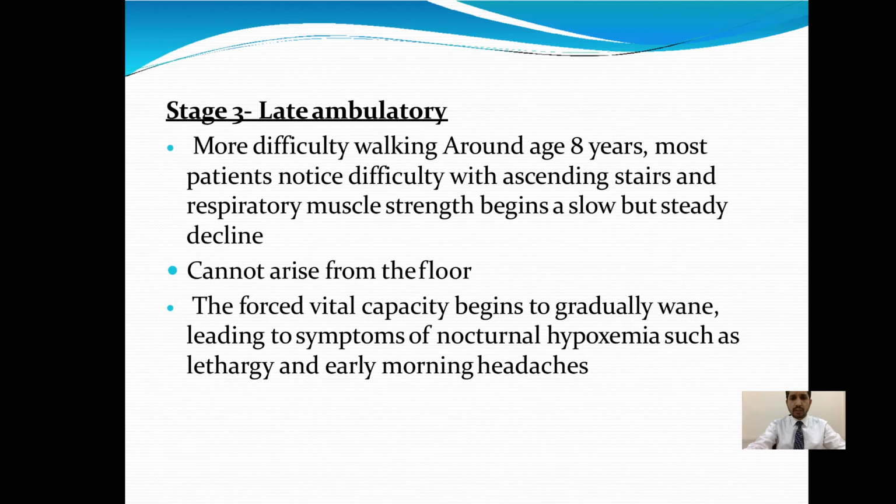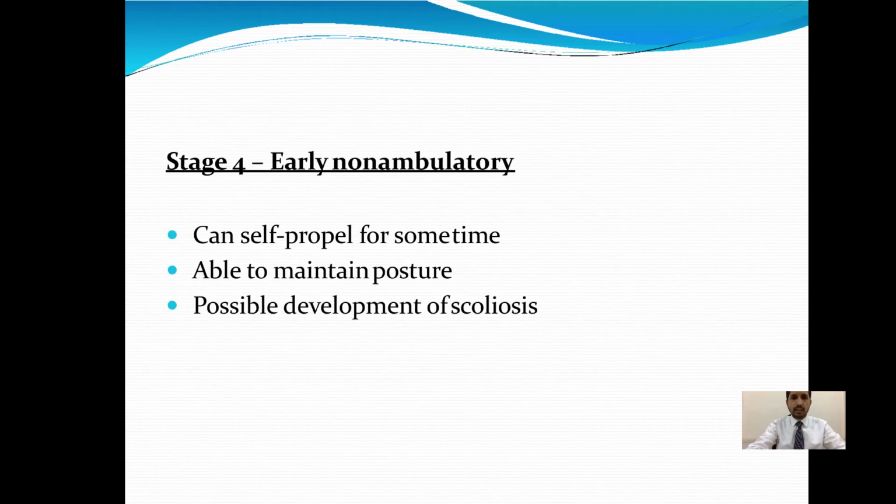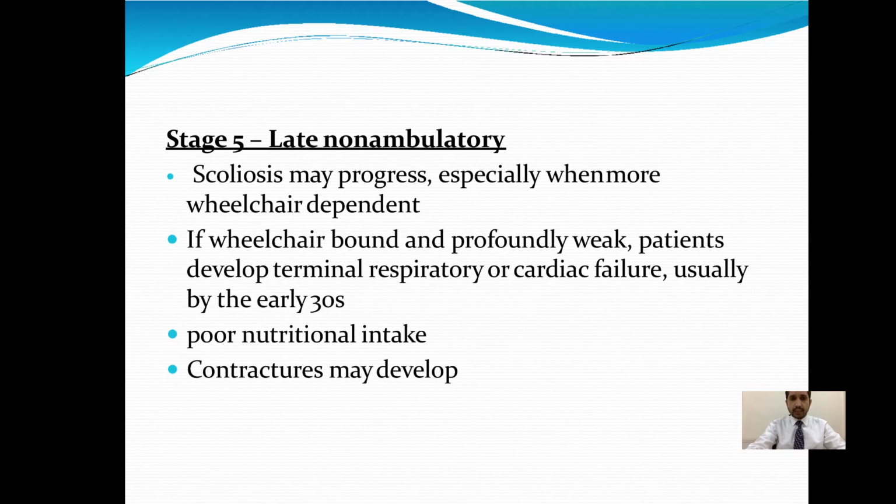The forced vital capacity begins to gradually wane, leading to symptoms of nocturnal hypoxemia, like lethargy and early morning headaches because of carbon dioxide retention. Early non-ambulatory stage 4, in which the child is capable of self-propelling himself. He is able to maintain the posture, but because of asymmetrical weakness of paraspinal muscles, vertebral column anomalies like scoliosis start to develop. Late non-ambulatory stage 5, scoliosis has progressed and the child is usually wheelchair bound.